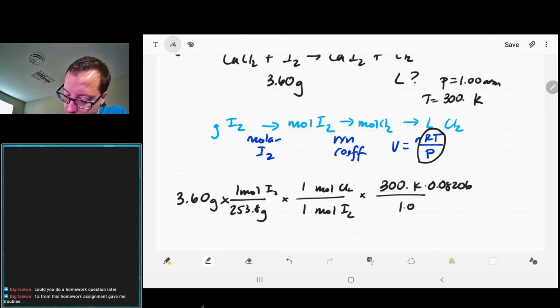And pressure is 1 atmosphere. So let's do it. 3.6 divided by 253.8 times 300 times 0.08206. We get our answer here, 0.349.